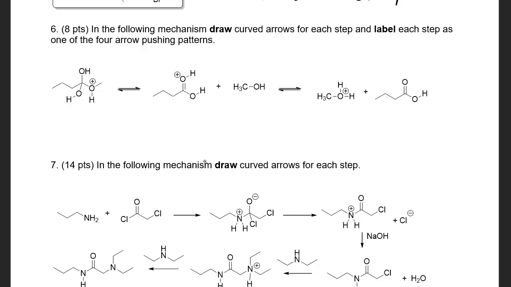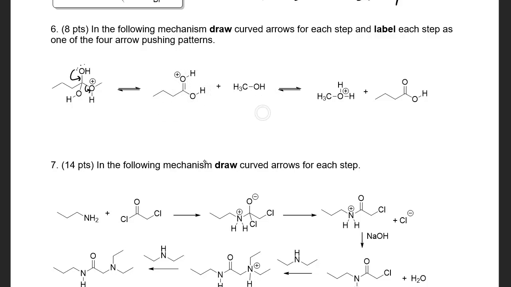Alright, in the following mechanism, draw curved arrows and label each step as one of the 4 arrow pushing patterns. So for the first one, it looks like we lost our O-methyl group, and electrons came from this oxygen because it has a positive charge. So drawing in the lone pairs there, we push that down to form the double bond, which we have there, and then we lose our leaving group. That gets us to here.